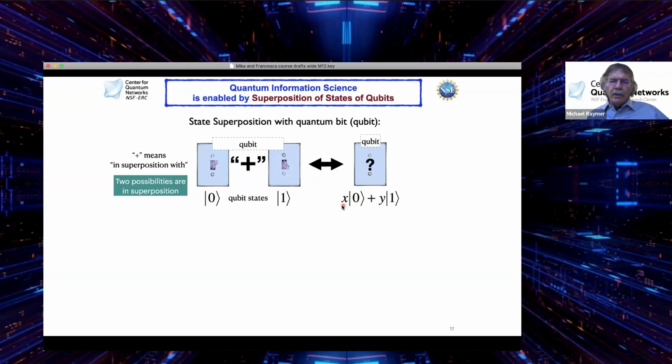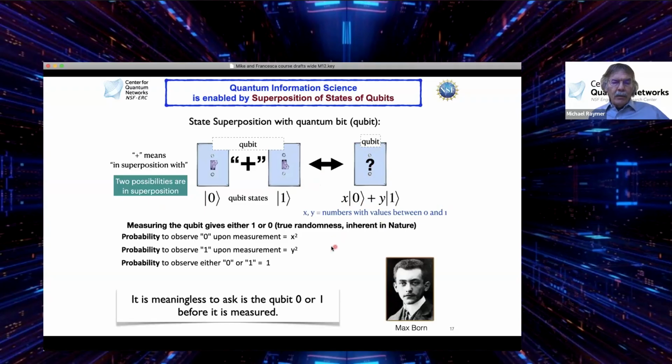And then we have these coefficients called x and y. Those are just numbers. They can be any number between 0 and 1. And the rule, due to Max Born, who was the co-inventor of quantum physics, is the following.